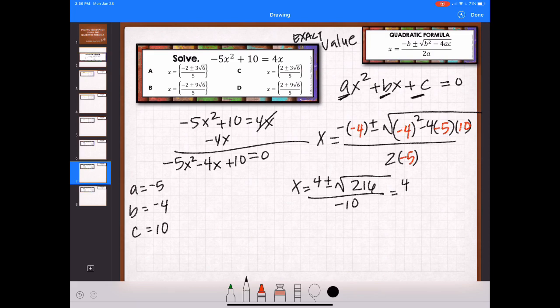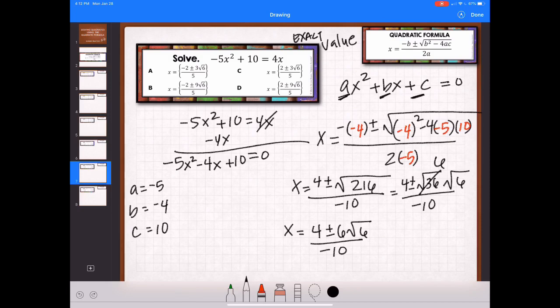216. So we're going to say 4 plus or minus what two numbers multiply together to give us 216. So let's see. 216, and I always like to start out with the bigger numbers, like check to see if it's divisible by 36, which is a perfect square. Oh, yay, it is. Okay, so it's divisible by 36. We got lucky because that was the first shot. 36 times 6 gives us 216. So radical 36 is the same thing as 6. So now we have 4 plus or minus 6 radical 6 divided by negative 10.